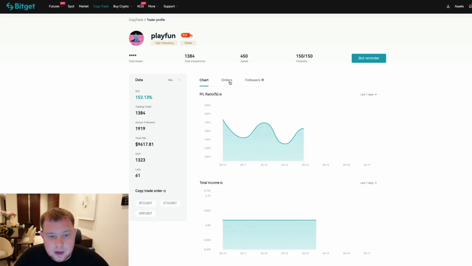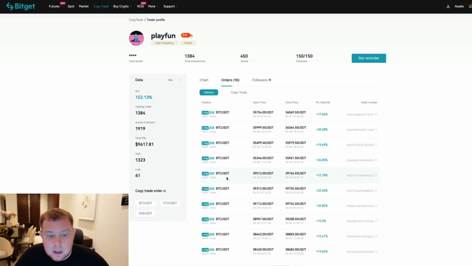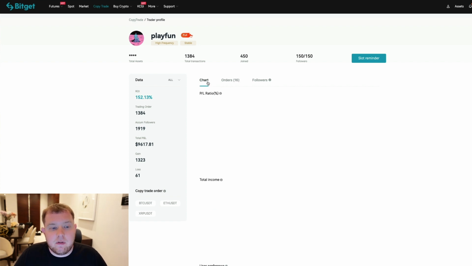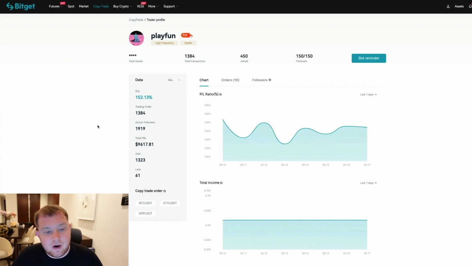For example, Play Fun right here. This trader, we can see right here, they are doing 20x. So this is definitely still risky. However, it's a lot less risky than 50x. And we can see right here, they have around 10K profit, which definitely is a lot. We see 1,323 gain and 61 loss. And they're trading Bitcoin, XRP, and Ethereum. This is definitely something that I would potentially follow.